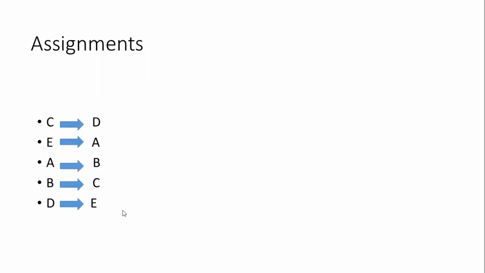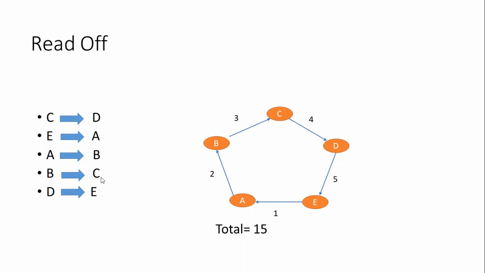So the following are the assignments that we made: C to D, that is Calcutta to Delhi, Ernakulam to Ahmedabad, Ahmedabad to Bombay, Bombay to Calcutta, and Delhi to Ernakulam. So when we have this particular assignment, we connect the different cities as follows, that is from Calcutta to Delhi, from Delhi to Ernakulam, from Ernakulam to Ahmedabad, Ahmedabad to Bombay, and Bombay to Calcutta. So we have all the assignments.